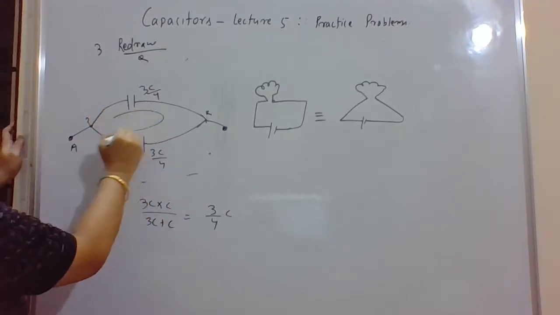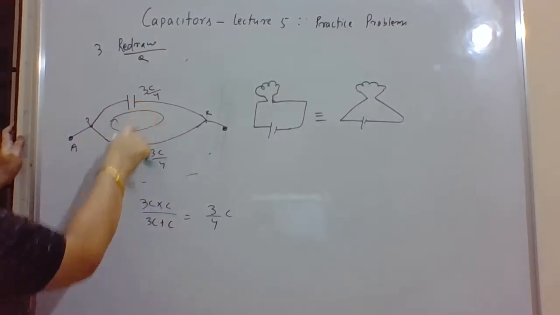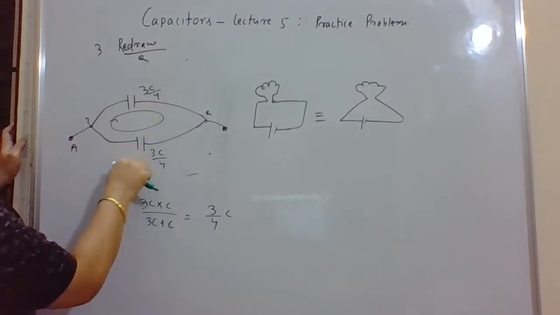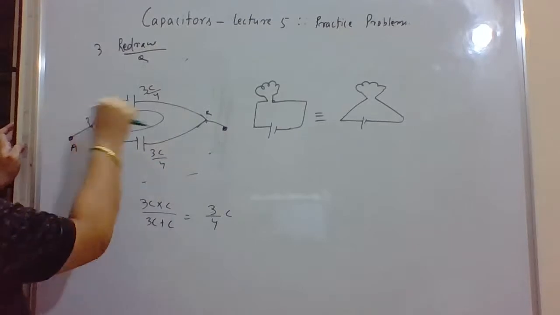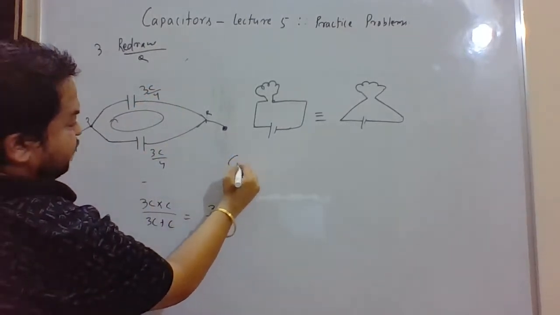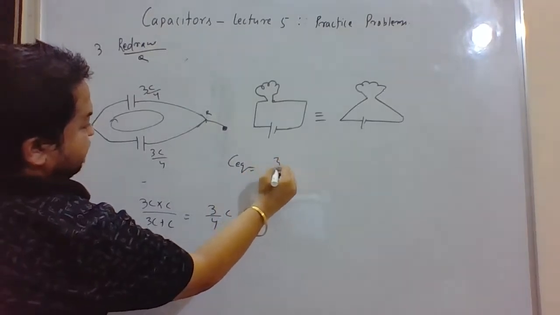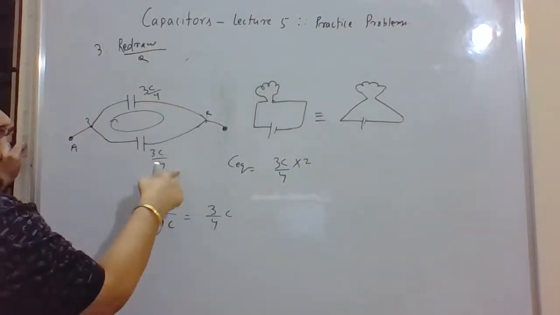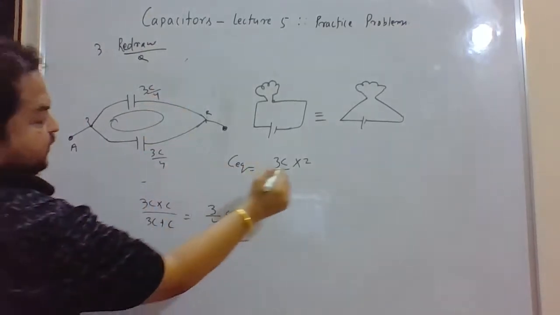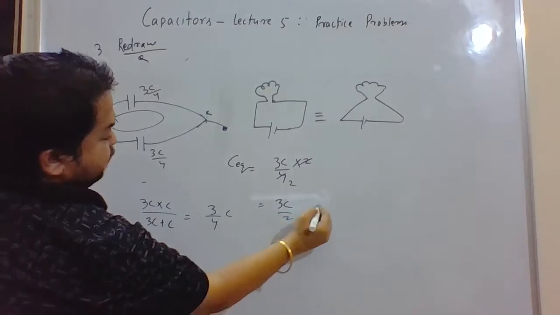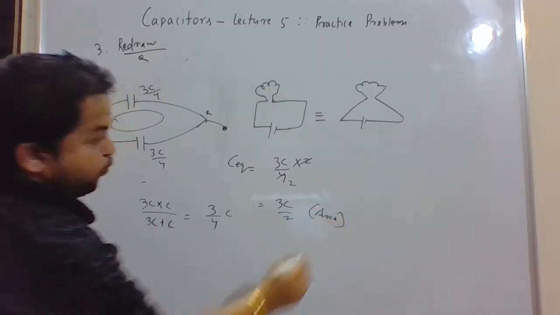Now, these two are parallel because they are a happily married couple. By taking these two and only these two capacitors, you can complete one loop. So once these two are in parallel, your C equivalent is 3C by 4 plus 3C by 4, as they are in parallel. That is nothing but 3C by 2, the answer.